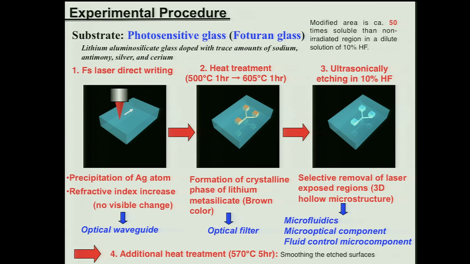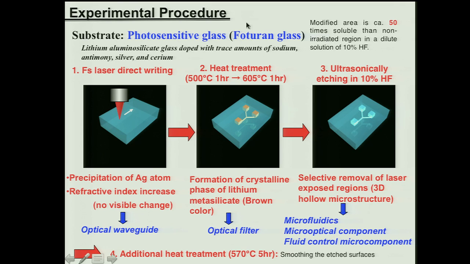For the fabrication of the biomicrochips using the femtosecond laser, we are using photosensitive glass as a substrate. This glass is commercially available under the trade name of Foturan from Schott Glass. And this glass is a lithium aluminum silicate glass doped with trace amounts of sodium, antimony, silver, and cerium. And here I show the fabrication procedure of the biochips using this glass.